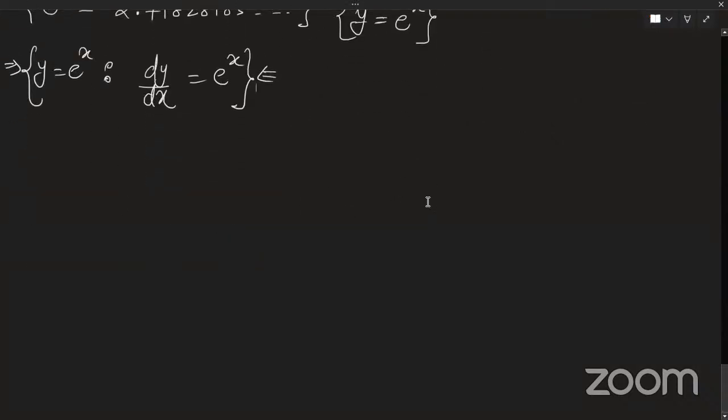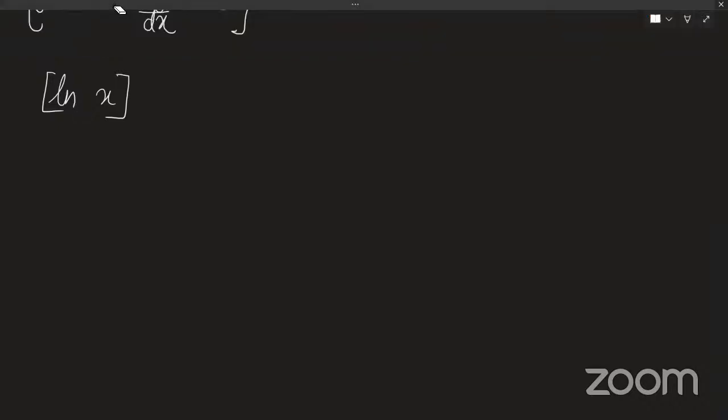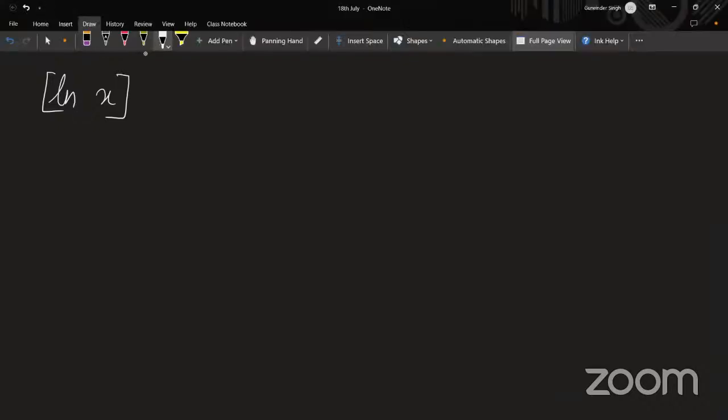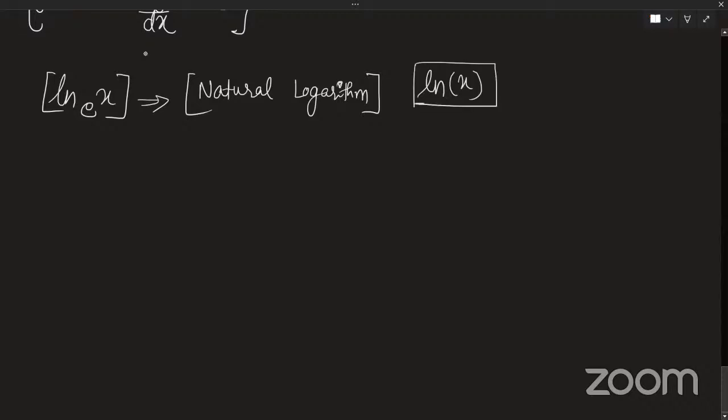Similarly, what happens is, I take log base a of x, right? If I replace a by e, this thing is called my natural logarithm. Just a term, it is represented like this: ln of x. ln basically means natural logarithm, when its base is e.